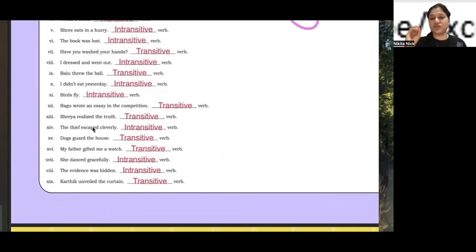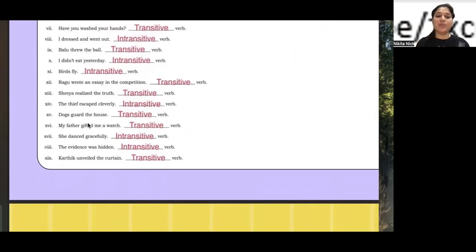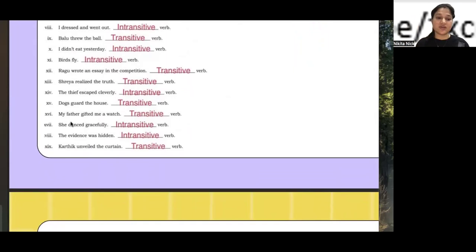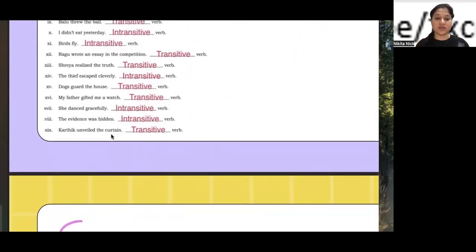She realized the truth. She realized what? The truth. The thief escaped cleverly. Escaped cleverly. Intransitive. Dogs guard the house. The house is an object, transitive. My father gifted me a watch, transitive. Gifted me what? A watch. She danced gracefully, intransitive, no object. The evidence was hidden, intransitive, was hidden.